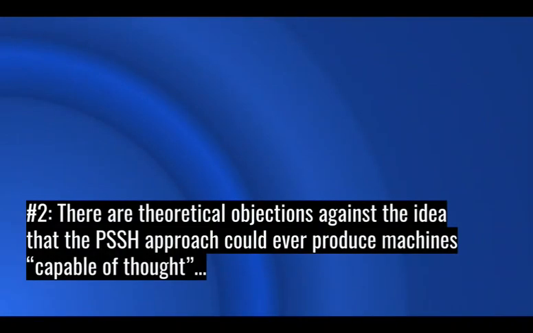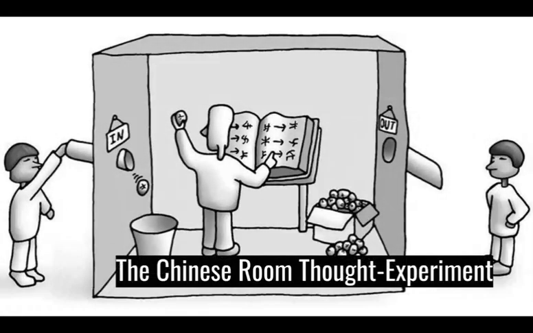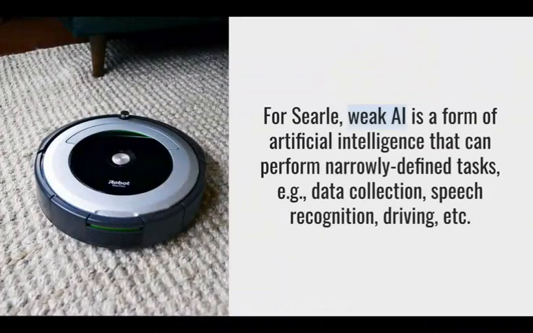Number two, there are theoretical objections against the idea that the PSSH approach could ever produce machines capable of thought. Now, this is a very famous argument that comes in the form of a thought experiment by John Searle. And I'll cover this argument in a second. I just want to make sure that this paper is an important paper, and let's get some jargon out of the way here.